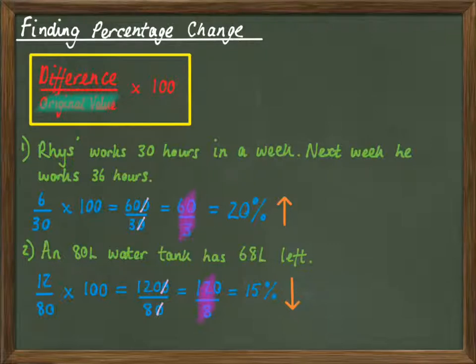Now you can actually check your own answers here by using percentage of amount and increasing and decreasing. So if we look at the first one, if I find 20% of the original, 30 hours, and I add it on, I should actually get back to the answer of 36 hours. So if you have got that bit of time, you can use percentage of amount as a check once you've got your answer and see if you get from where you start at to where the question wants you to finish at.